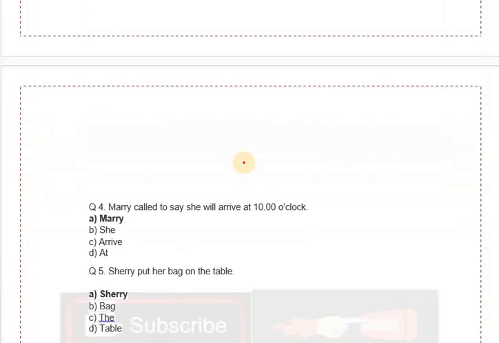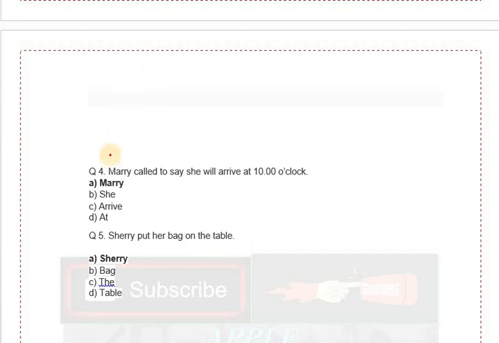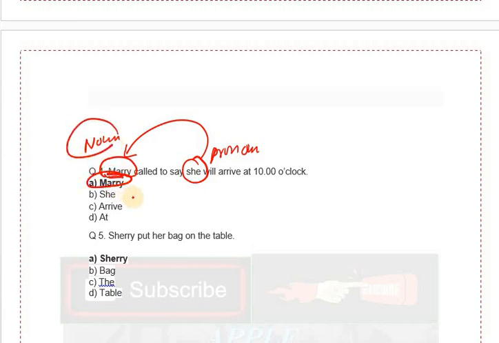Clear? MCQ number 4: Mary called to say she will arrive at 10 o'clock. So here Mary is the noun, and she is the pronoun used in place of Mary. The noun in whose place the pronoun is used is the antecedent. Mary is the noun and the antecedent, and in its place we use she.